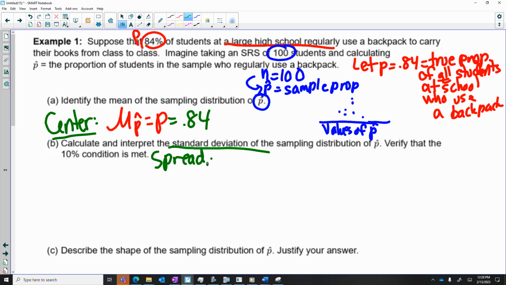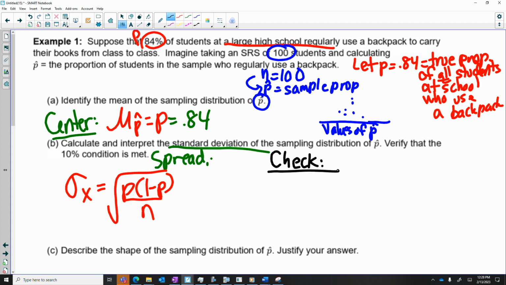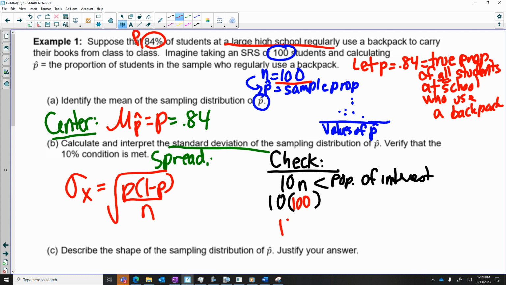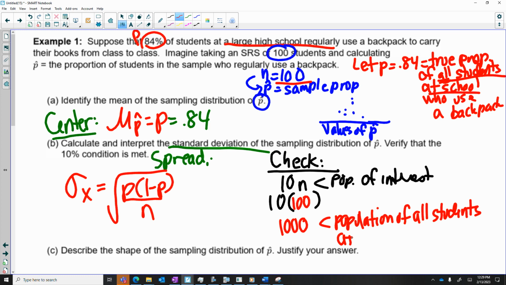So for us to do the formula for spread, which is sigma p hat equals square root of p times 1 minus p over n, before we do that, we have to check that rule of thumb that we said before. So we have to check that 10 times n is less than the population of interest. Okay, so n we said above was 100. So we want to do 10 times 100, which is 1,000. And is that less than the population of interest? So you have to specify who the population of interest is. And we said above, it's all the students at the school. So you have to write that down. And also you have to write down actually doing the math of 10 times n.